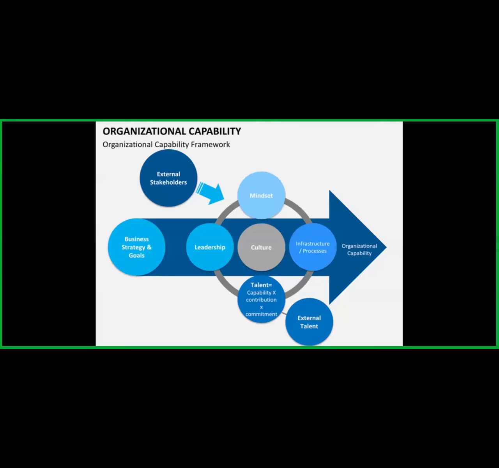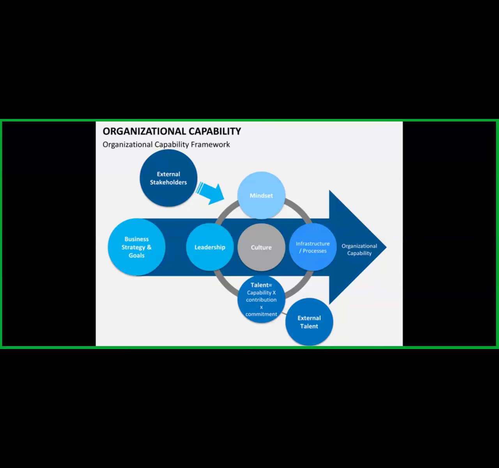Infrastructure, very simple. Machines should be there, employees should be there, everything should be covered in infrastructure, capital should be there, raw material should be there. All these things are included in infrastructure. Then talent is equal to capability into contribution into commitment. Again, this is to be checked.